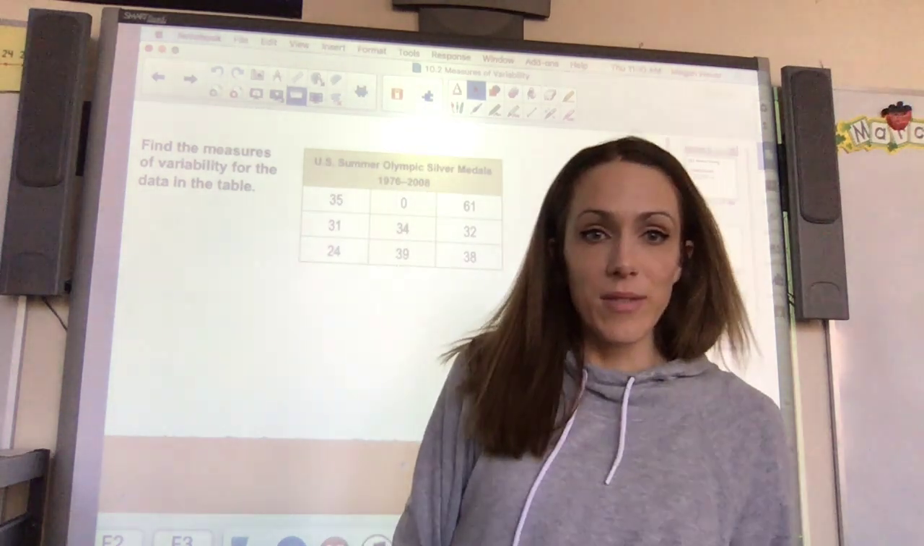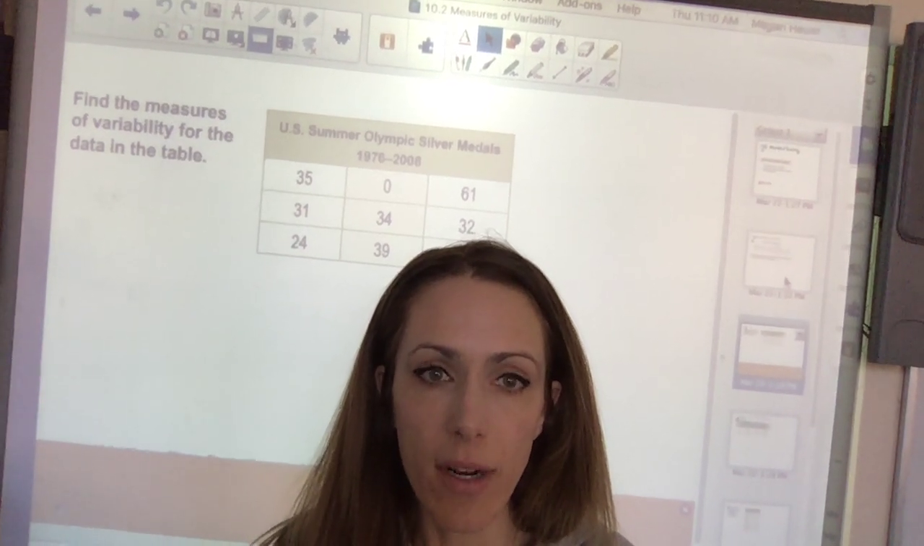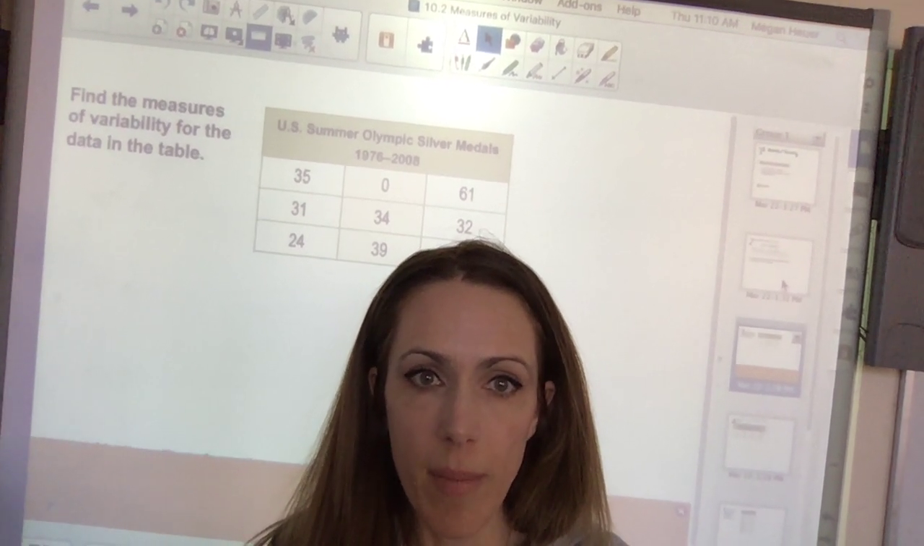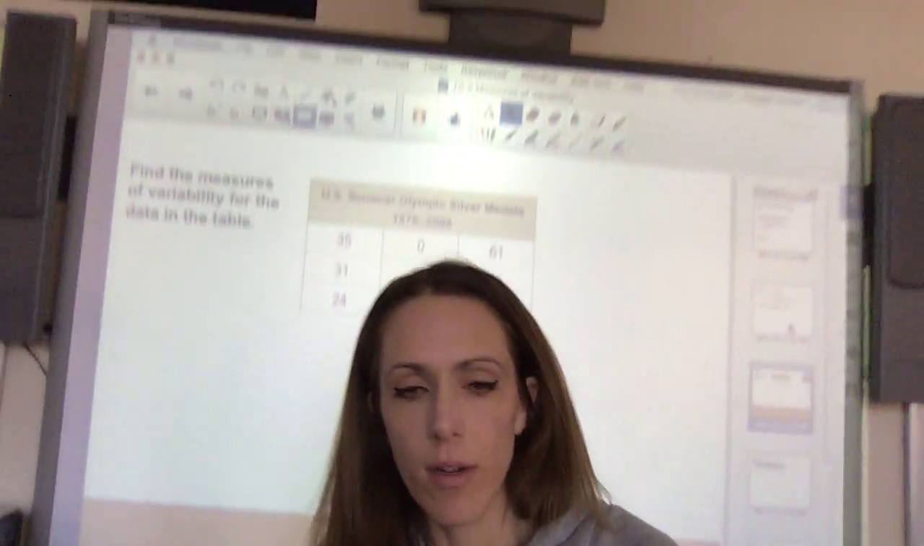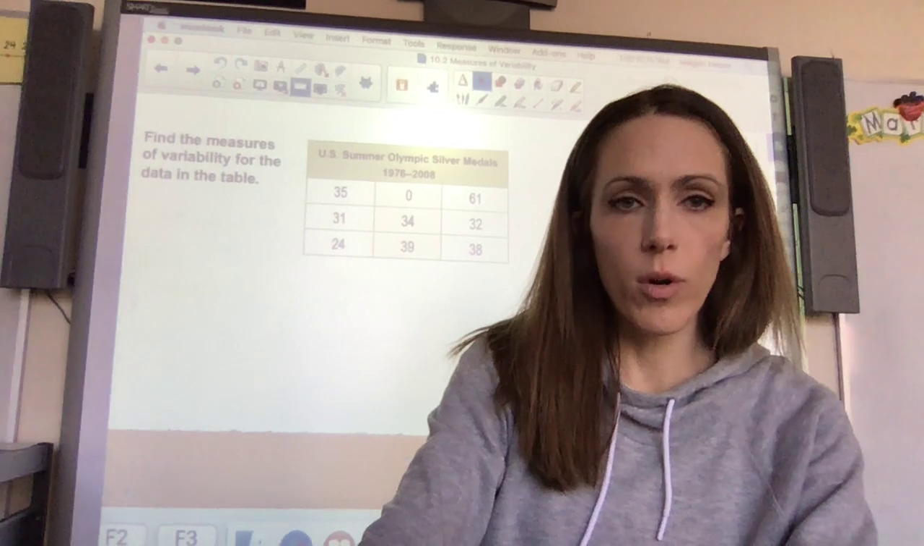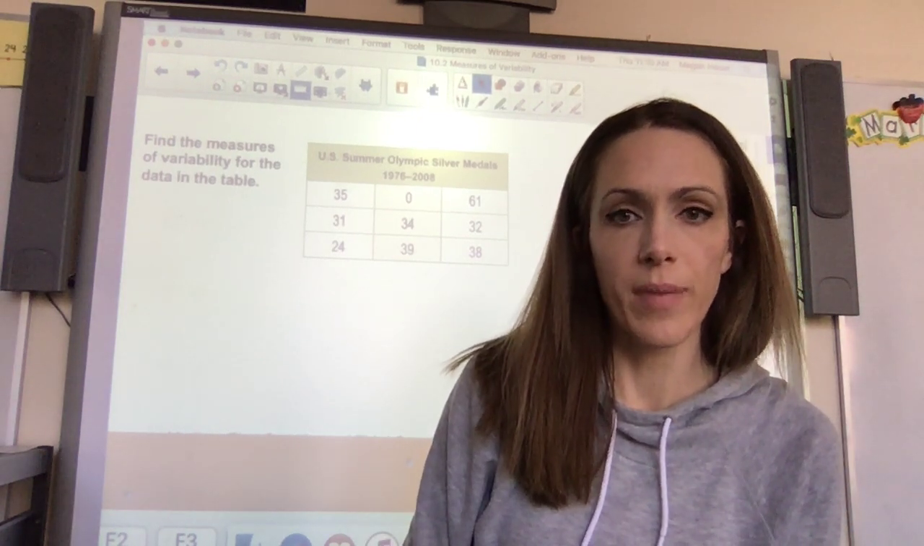This is a good one. So you can hopefully see here the U.S. Summer Olympic silver medals, from 1976 to 2008, and I'll move my head. And so what we're going to do is find the measures of variability for the data in the table.